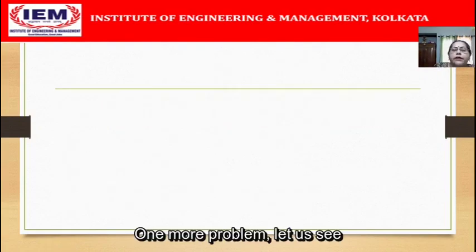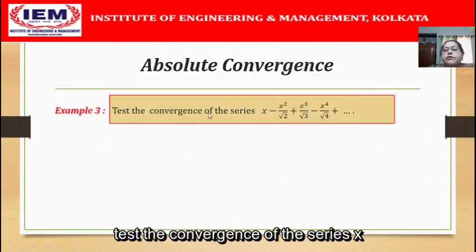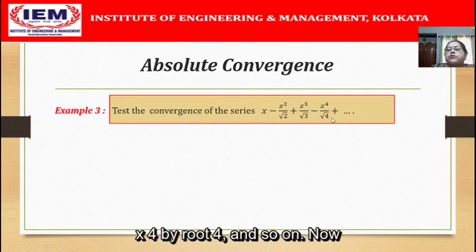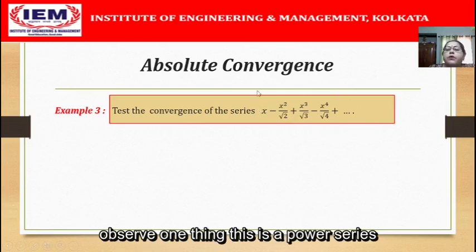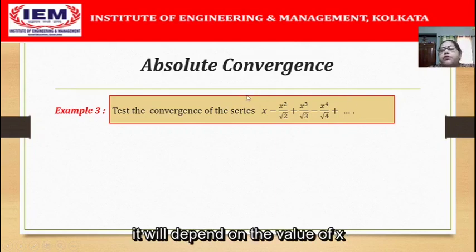One more problem, let us see. Test the convergence of the series x minus x squared by root 2 plus x cubed by root 3 minus x to the power 4 by root 4 and so on. Now observe one thing, this is a power series, and what kind of series it will be will depend on the value of x.